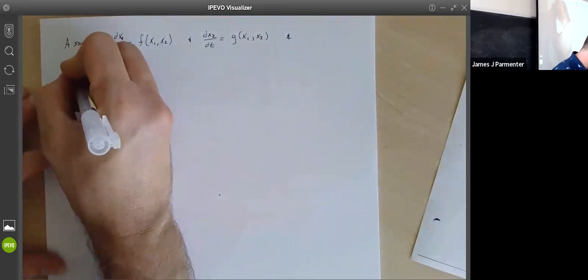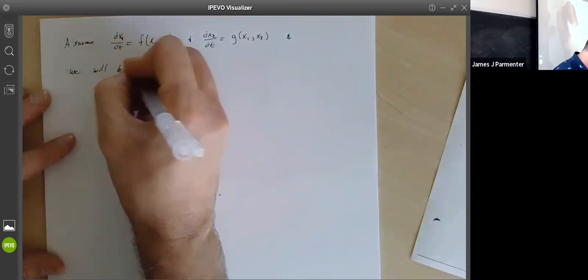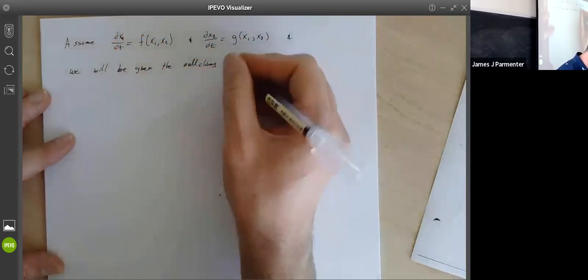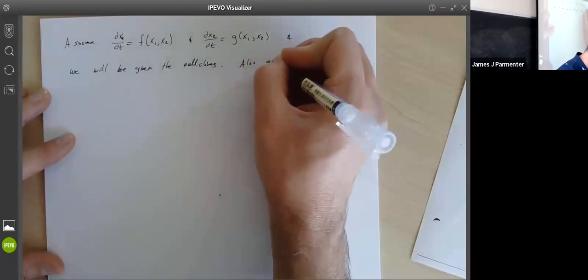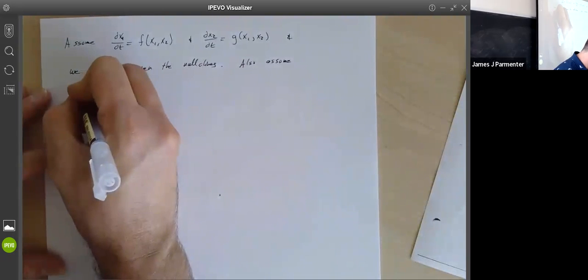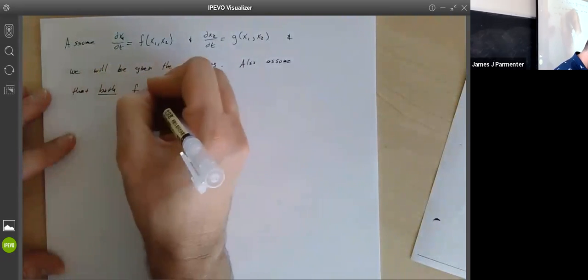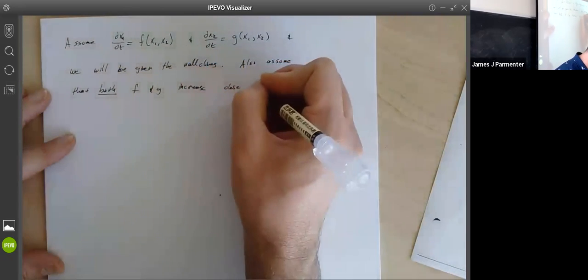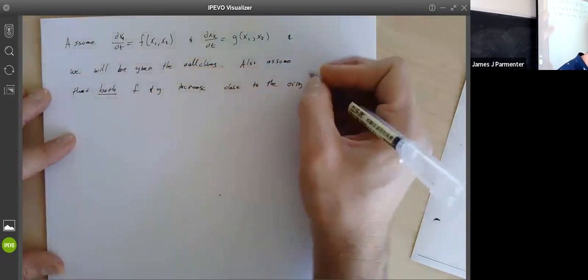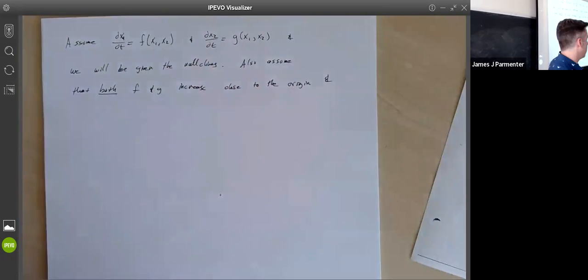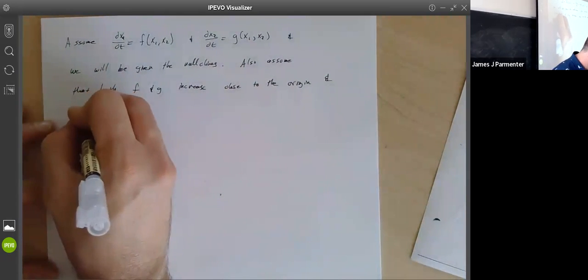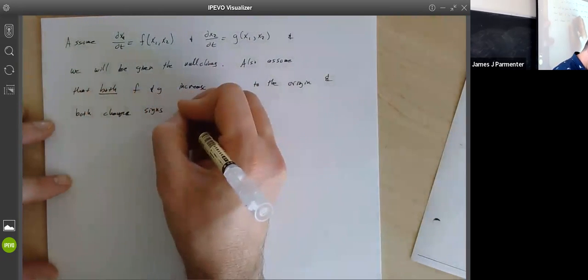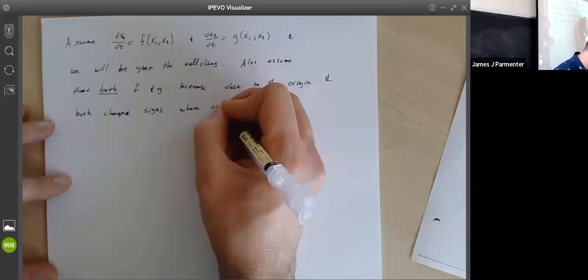And we are going to be given the nullclines. And we're also going to assume that both f and g increase close to the origin. And as we will almost always assume in this class, both change signs when crossing their isoclines or nullclines.